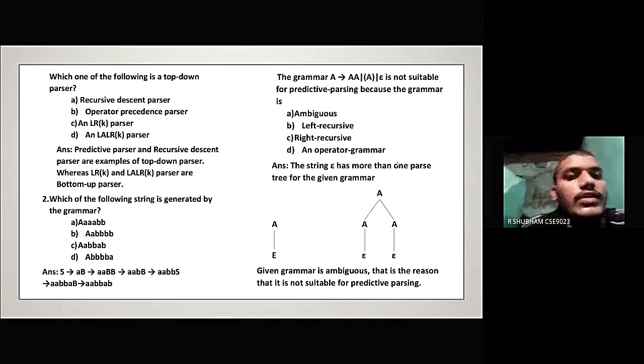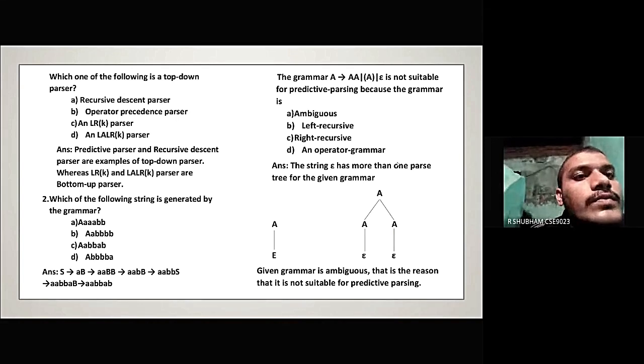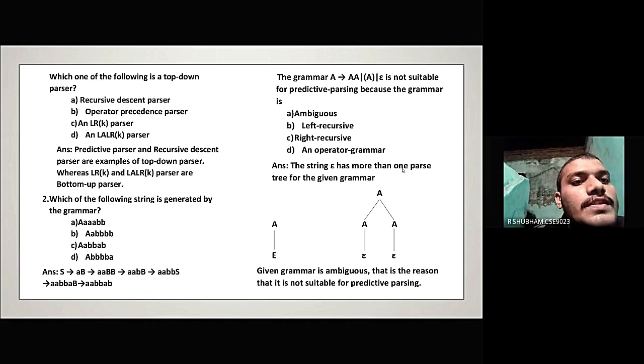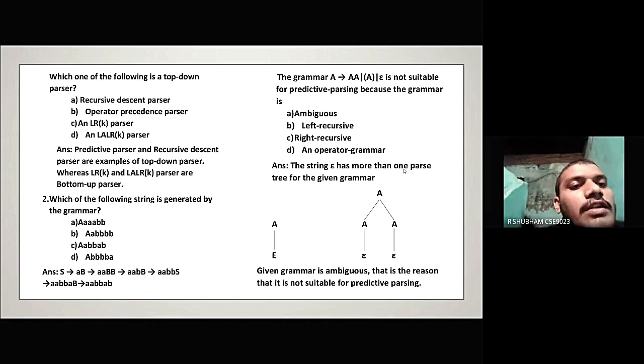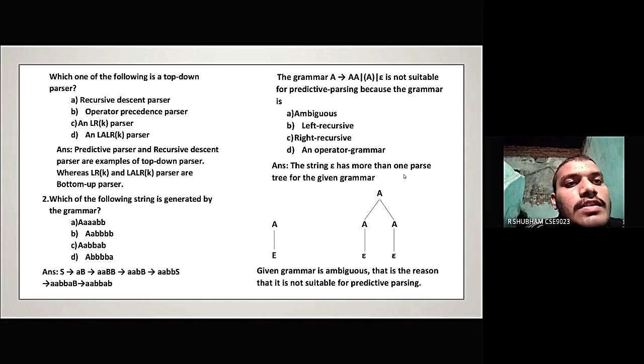There are some other questions. Which one of the following is a top down parser? Recursive descent parser is an example of top down parsers. And the second question is, which of the following strings is generated by the grammar? The answer is a a b a and b. And there are some other questions. Next slide.